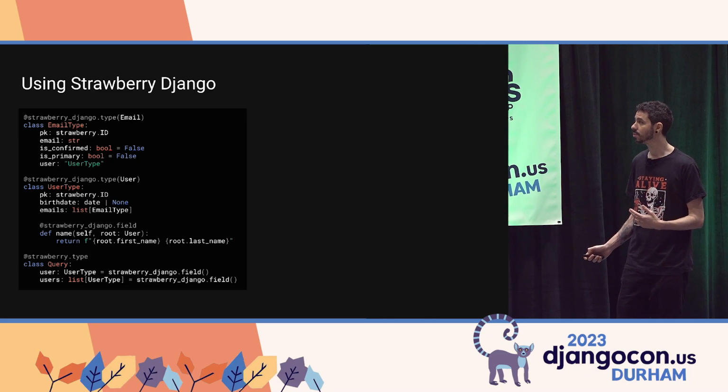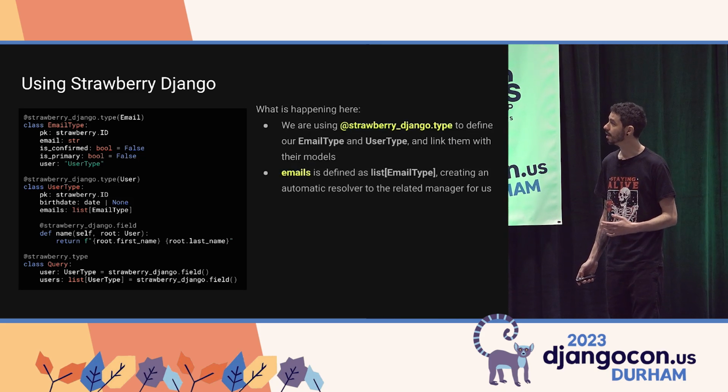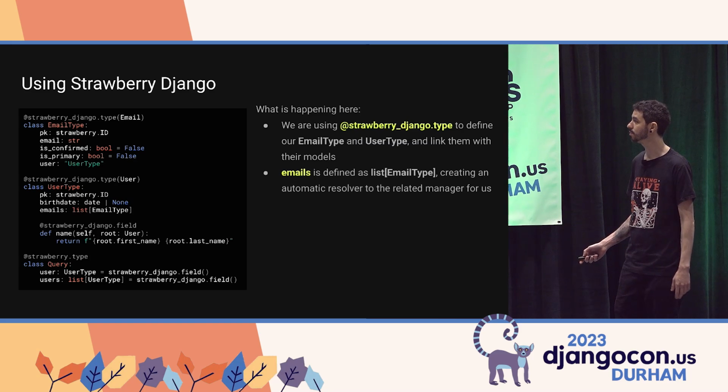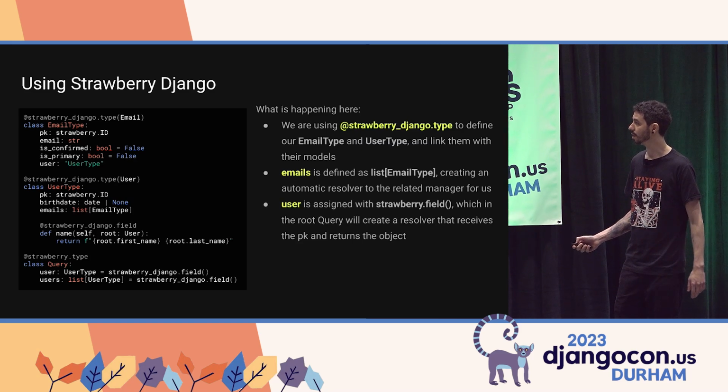In this case, we are still typing, and you can always do that. So I am still saying that the email is a string. The is confirmed is a Boolean. The user is a user type. So as I was saying, what is happening here? We are using strawberry_django.type to define the user. Emails is a list of email type. User is a Strawberry field.